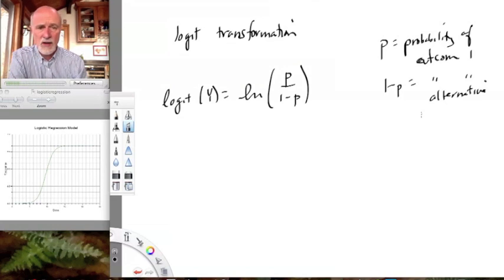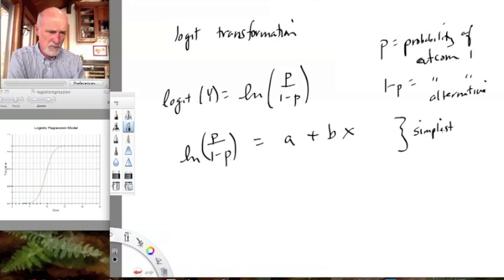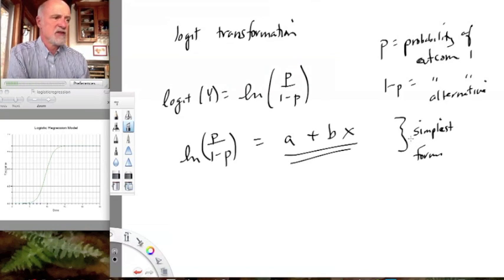Okay, so what do we do when we fit this? We fit a function log of P over 1 minus P equals A plus Bx. That looks a lot like regression, right? And this would be the simplest form, where we're just assuming this log linear function, of course. Of course, we could fit other functions as well. And our null hypothesis would be, what do you think?